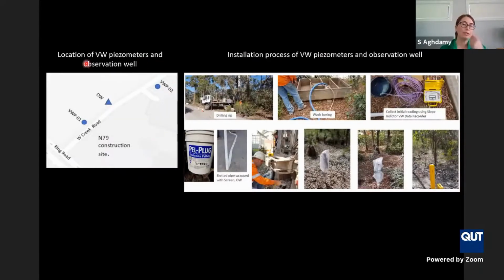We also got vibrating wire piezometers as well as the observation well. These are to measure and monitor the water table fluctuations. If you look here, that's the N79 building. They are immediately across the road. There's one vibrating wire piezometer that is installed here, and then the other one is over here. And then we've got the observation well. And that's basically showing how we installed these sensors.